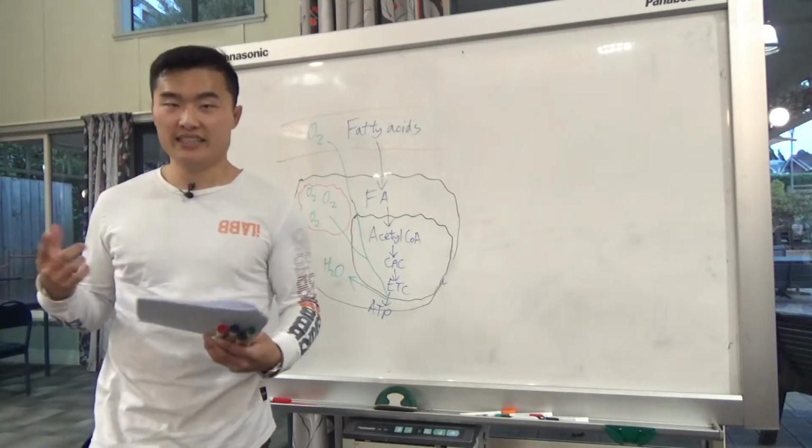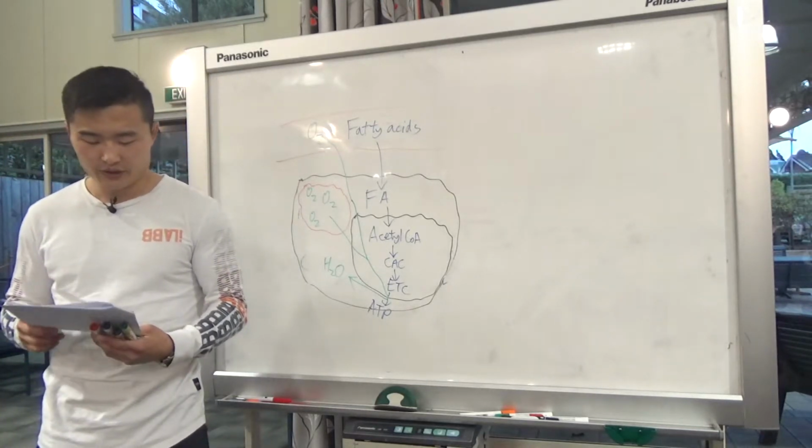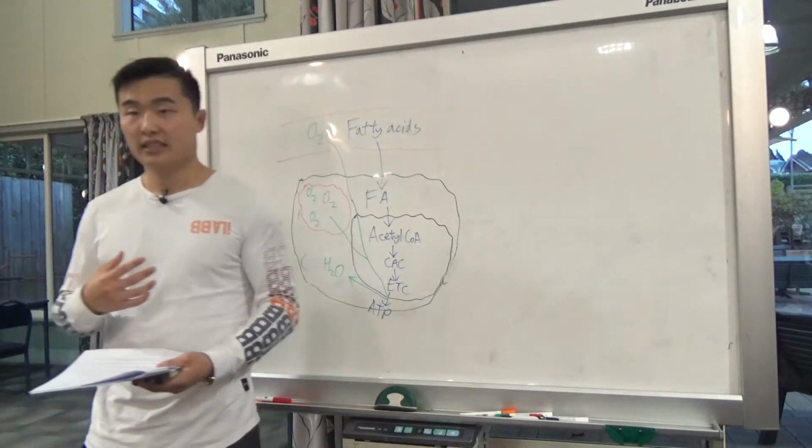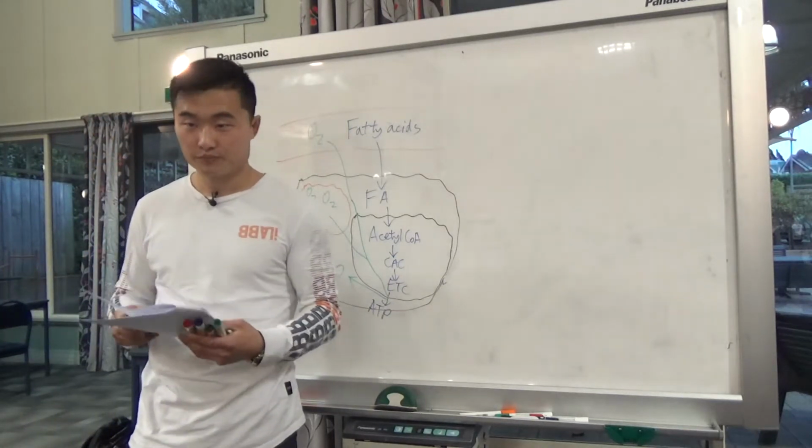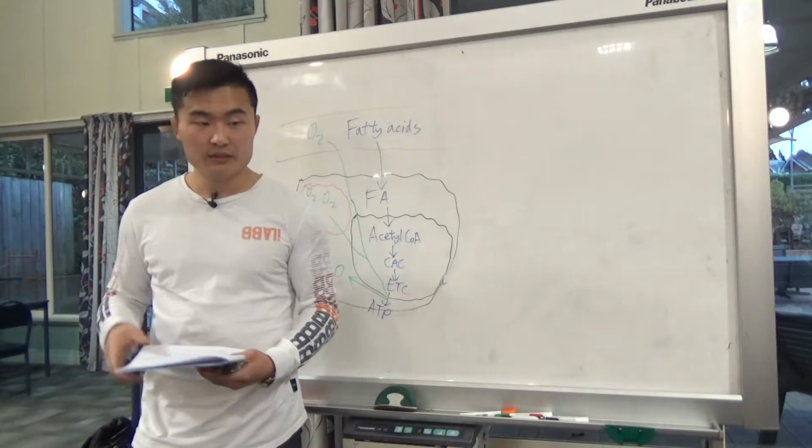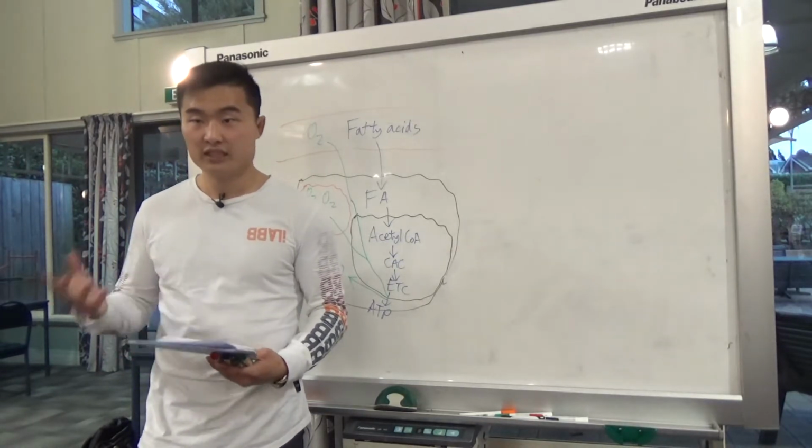And there's a whole heap of other stuff. You could also say ketogenesis as well. That's another one that's inhibited, so the production of ketone bodies.